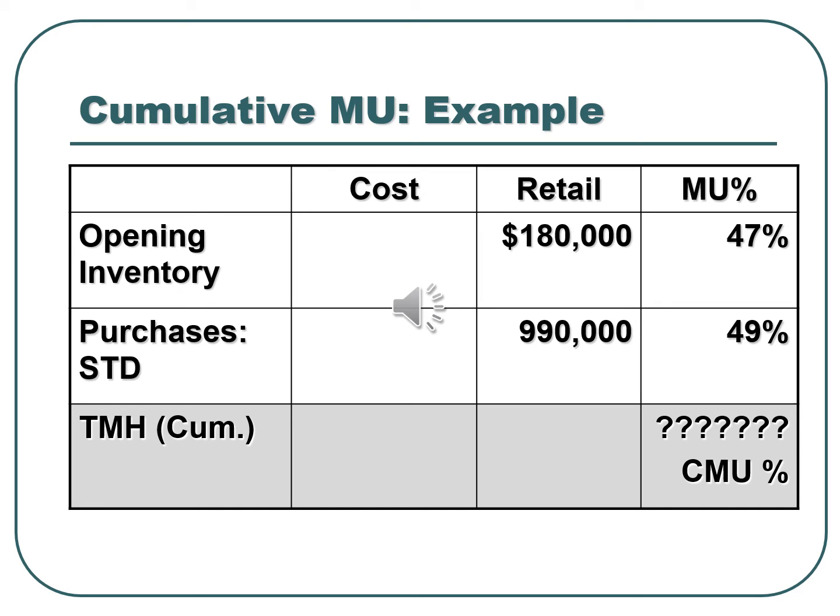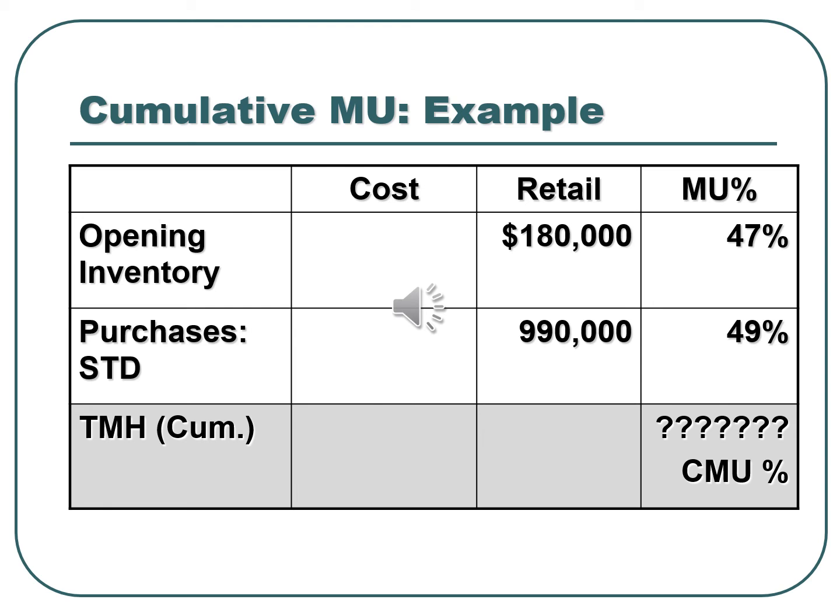So then the question becomes, how do we calculate the cost value of the opening inventory and the cost value of the purchases? Because we need the cost value of both of these two categories of merchandise to combine them and calculate the cumulative cost. Now here we need to take a look at each category of merchandise one by one. So let's take a look at the opening inventory. What do we already know about the opening inventory? We know the retail value of the opening inventory and the markup percent of the opening inventory.